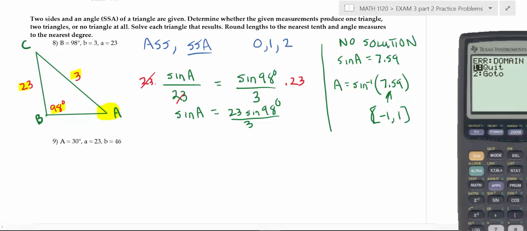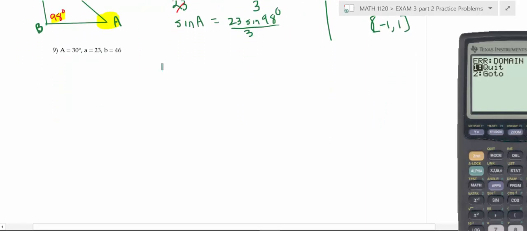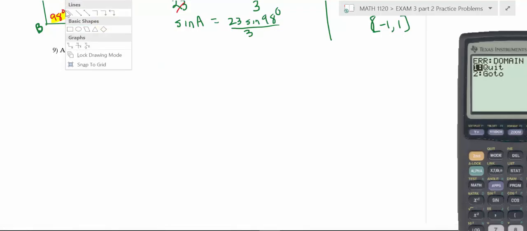So that would be the solution of that ambiguous case. The idea on ambiguous case is it all revolves around this statement. This statement right here is either going to have no solution, or it could have one solution or two solutions for the angle, and then you can use that to reason out how many solutions it has. Okay, so let's do the next one here.